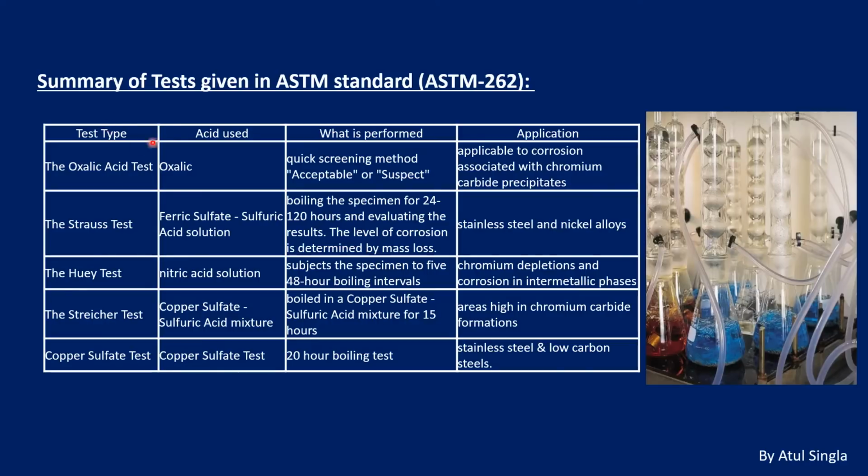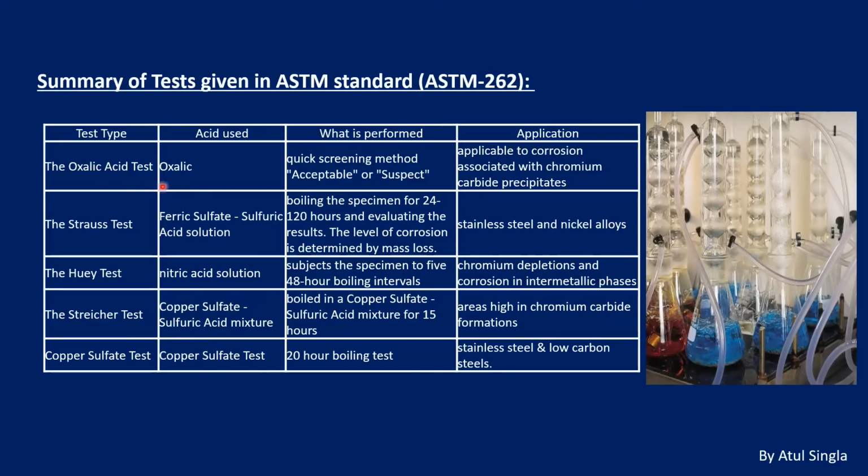The first test is the oxalic acid test, which is for quickly screening the material. That means we can quickly check whether it is acceptable, or whether we are expecting some kind of corrosion in it. This is applicable to corrosion associated with chromium carbide precipitates. So this is one of the tests.